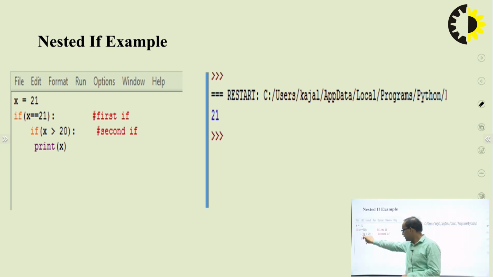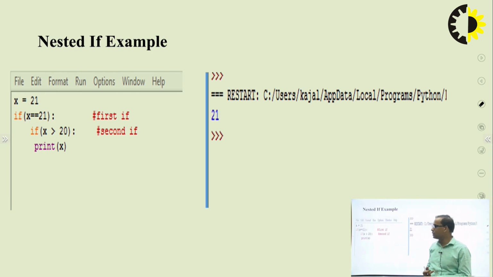Inside the inner if statement there is another condition, condition 2, and that is x is greater than 20. Yes, value of x is 21, so x is greater than 20. So since condition 1 is also true and condition 2 is also true, the statement written inside the inner if statement will be executed.